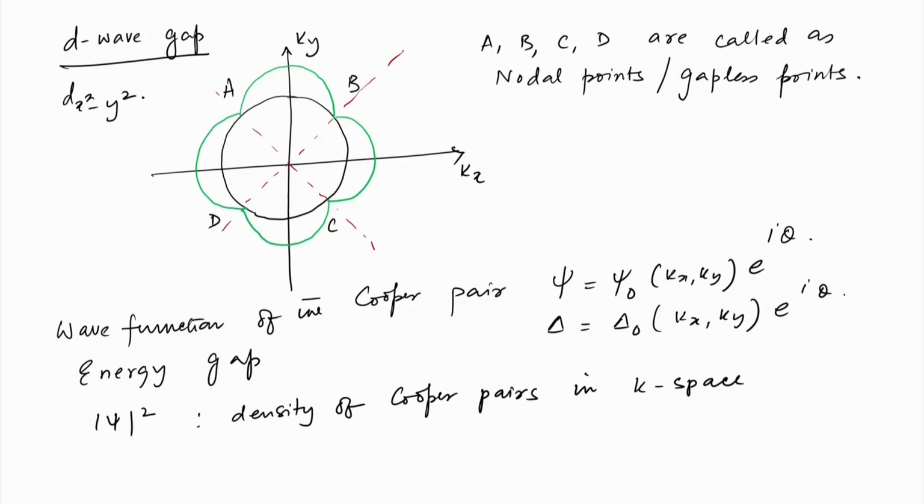So, since along this diagonal the density vanishes, which means at the nodal points A, B, C, D, the density of Cooper pairs is equal to 0. And additionally, one can say that there could be gapless excitations at those nodal points. And of course, one understands that psi 0 is proportional to delta 0. So, one actually gives a measure of another. So, even if we talk about just one quantity, that is going to be enough.